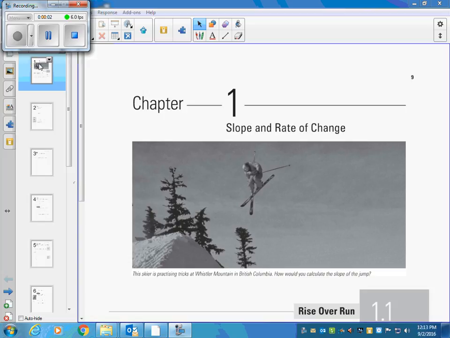Welcome to WAM 20. In WAM 20, we're taking workplace apprenticeship math. It gives us math of everyday life that we'll use in different aspects of work. Sometimes you'll use it in your future, other times you won't. So we have lots of different chapters like slope and rate of change.